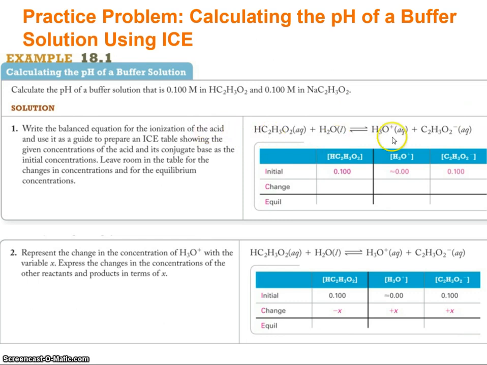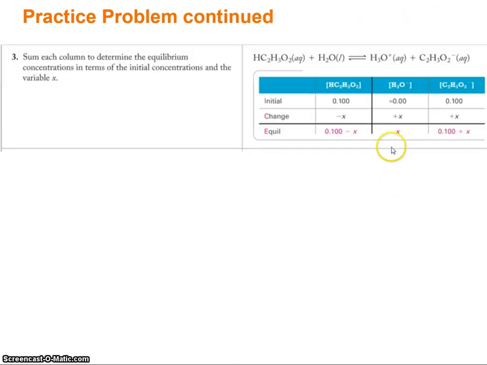HA plus water gives me H plus and A minus. I start off with a little bit of each of these, 0.1 molar for the acid and 0.1 molar for the conjugate base. Lose a little bit of the acid, form some hydronium, form some conjugate base. Figure out what the equilibrium concentrations are: 0.1 minus X, X, and 0.1 plus X.